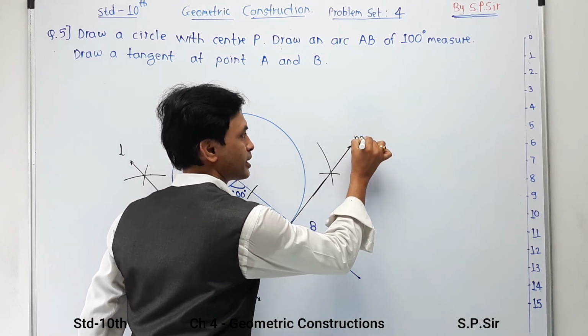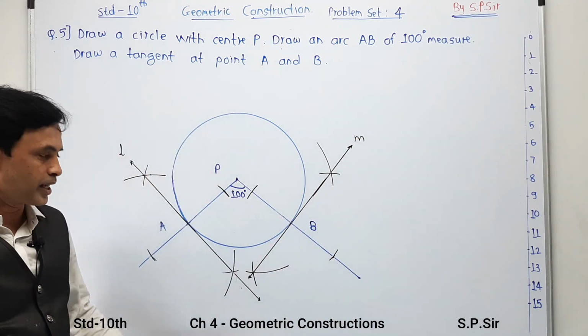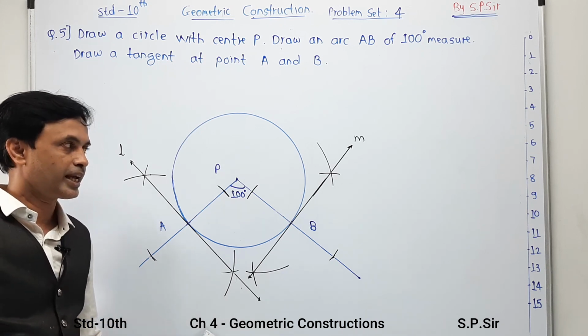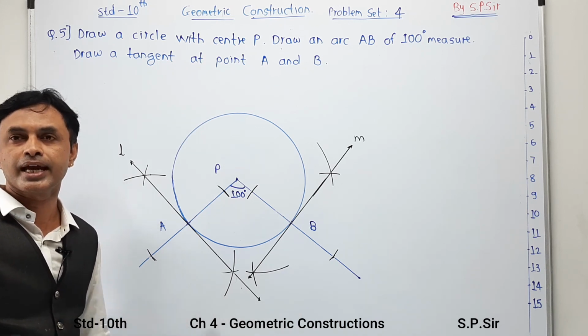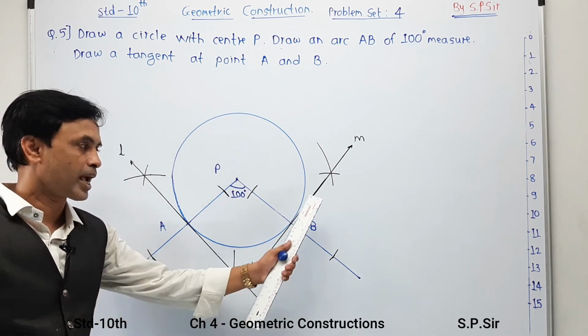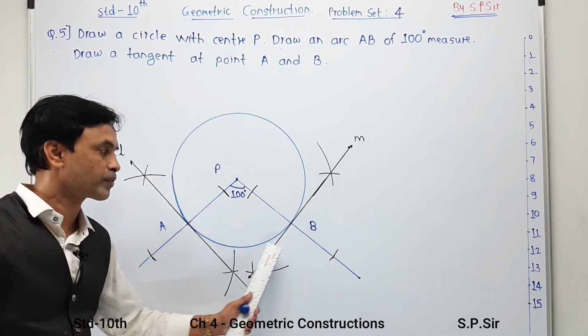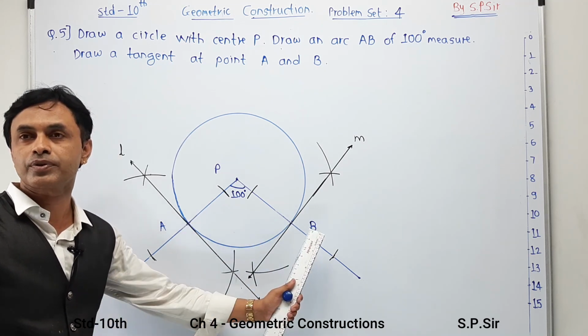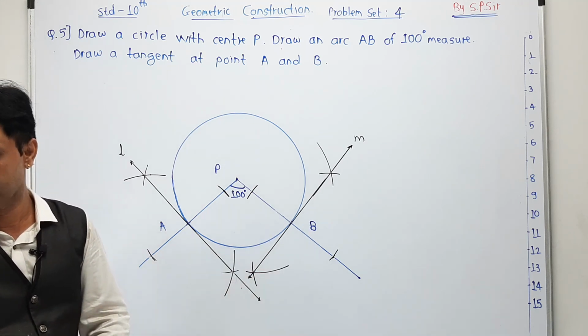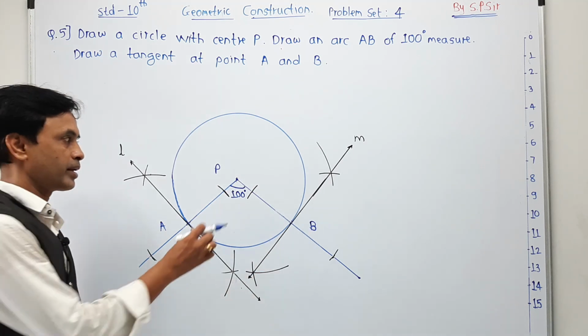Give the other line a name like line M. And finally, if you want to write the description, at the bottom you can write: line L and line M are the tangent lines at points A and B, where measure of arc AB means angle APB, that is of 100 degree. You can indicate it in a proper manner.